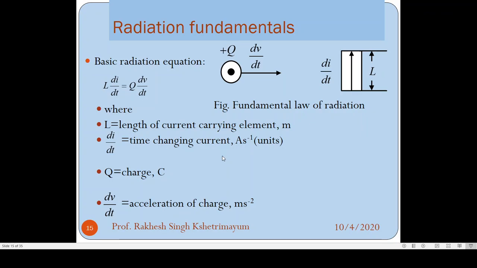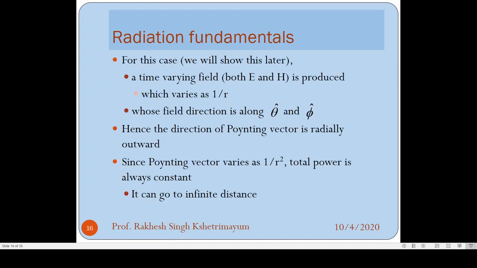Now we will consider one equation which is called the basic radiation equation. In the basic radiation equation, what you have here is L di by dt. L is the length of a conductor and it is having a time varying current di by dt. Or here you consider another case where charge is moving with acceleration. dv by dt means we have acceleration. We have a charge which is moving with acceleration dv by dt. So this is called the fundamental law of radiation. In the fundamental law of radiation, you should have acceleration or deceleration of charge, or you should have a time varying current supplied to a conductor. Then you will have radiation which would be able to give us proper electromagnetic waves.